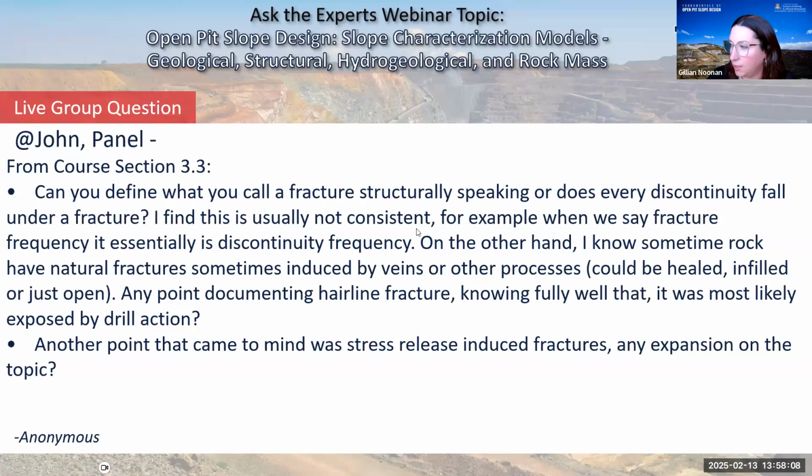I find this is usually not consistent. For example, when we say fracture frequency, it essentially is discontinuity frequency. On the other hand, I know sometimes rocks have natural fractures, sometimes induced by veins or other processes. They could be healed, infilled, or just open. Is there any point in documenting hairline fractures, knowing full well that they were most likely exposed by drill action? And then another point that came to mind was stress release induced fractures. Do you have any expansion on the topic?